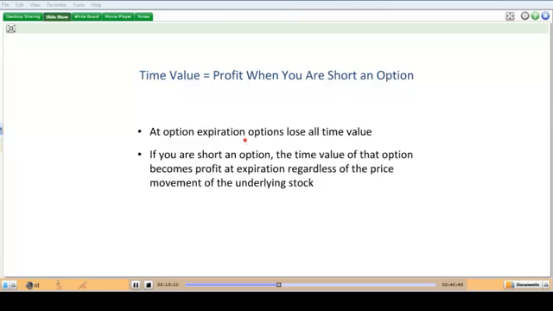So when you're short a call option, the time value of that option becomes profit at expiration, regardless of the price movement of the underlying stock, because the time value of an option decays to 0 at option expiration. So that's the basis of this whole strategy. You're selling time premium, and the time premium goes to 0 at option expiration. So if you're short that call, and at option expiration it goes to 0, then that's profit for you at option expiration, regardless of which way the underlying stock or ETF moves. So let me just show you an example.